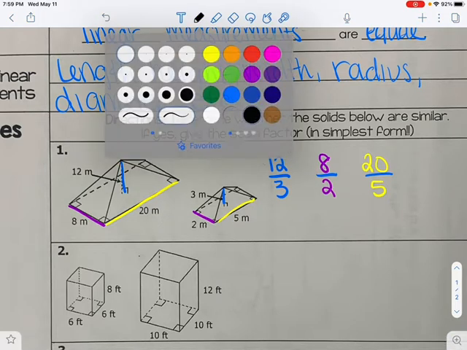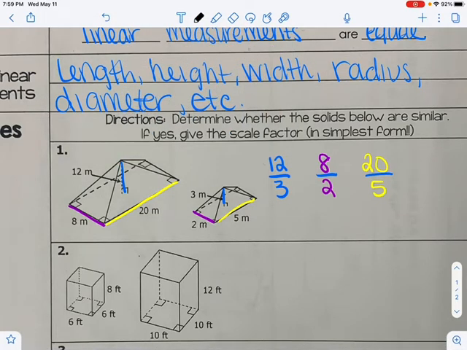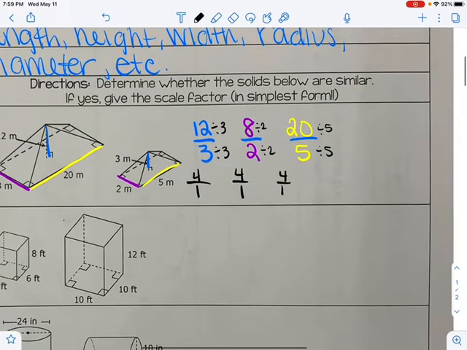Then we have to reduce. What number goes into both 12 and 3 other than the number 1? Well, it's 3. 12 divided by 3 is 4. 3 divided by 3 is 1. What about 8 and 2? Well, it's 2. 8 divided by 2 is 4. 2 divided by 2 is 1. And last but not least, 5 goes in both 20 and 5, and I get 4 and 1 again. So I asked myself, are these shapes similar? Well, yes. We got the same ratio, which is our scale factor of 4 over 1.